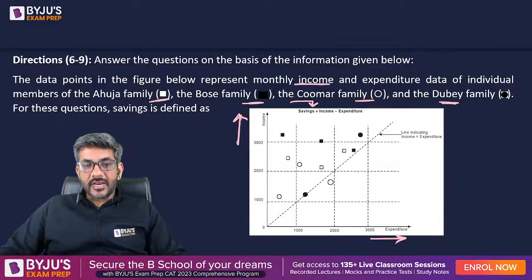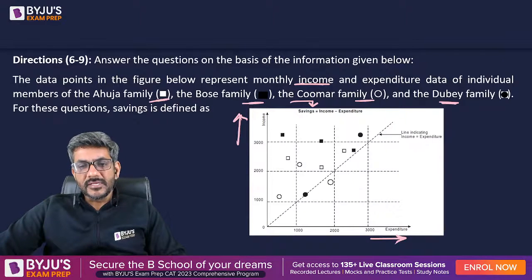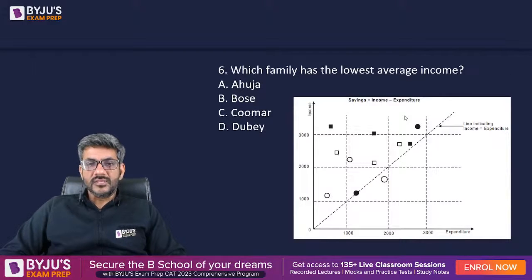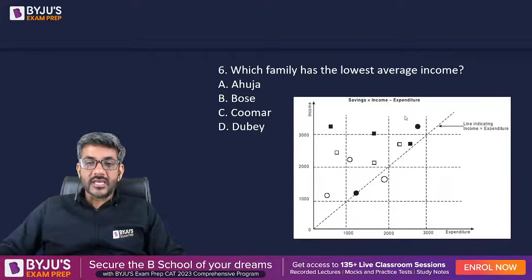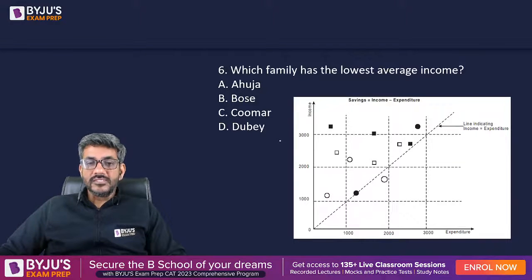I'm sure all of you have read it now, so we'll start solving questions, because whatever questions are there, they are based upon this data set only. So here is the first question. Which family has the lowest average income?